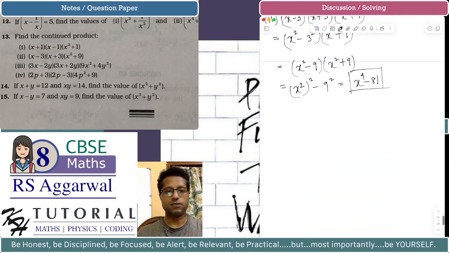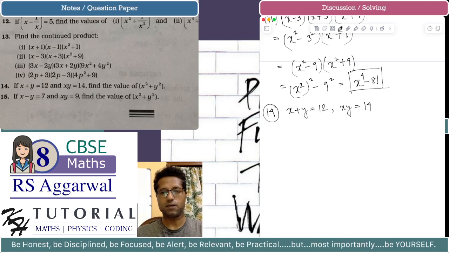Okay, let's do problem number 14. It is given that x plus y is equal to 12 and it is given xy is equal to 14. We have to find the value of x square plus y square.